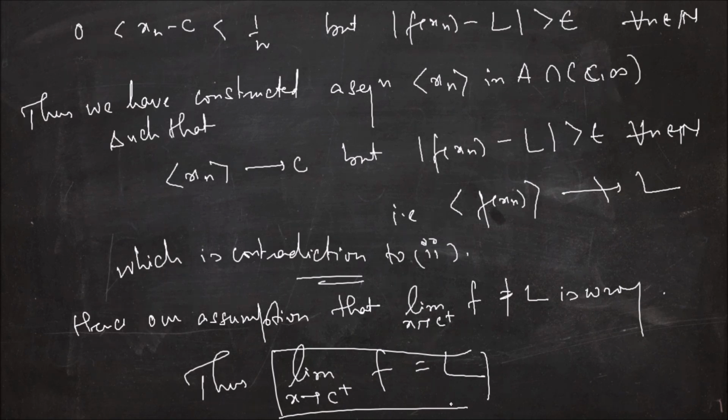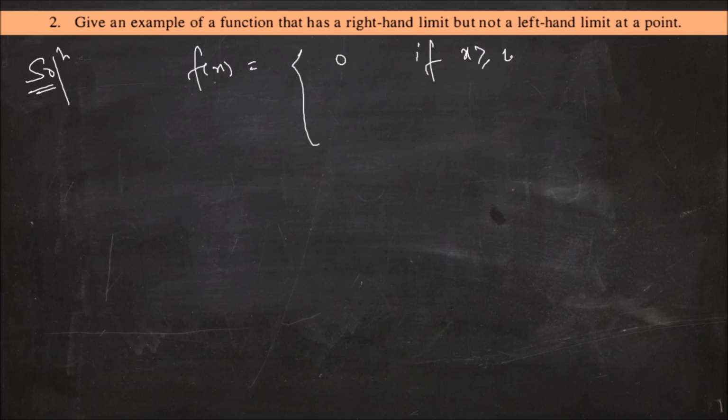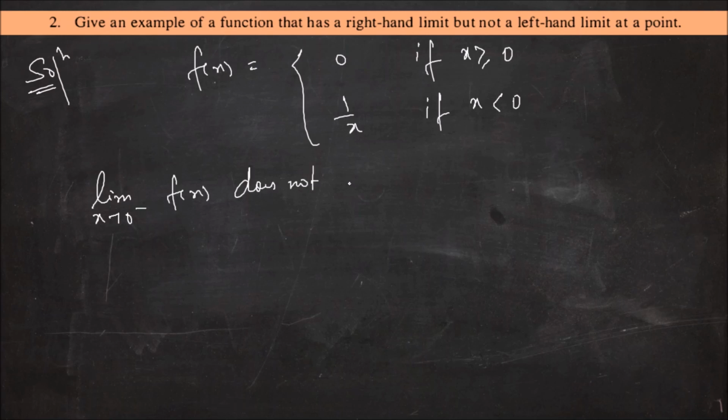So let us move to question number 2. In question number 2, we have to give an example of a function that has a right hand limit but not a left hand limit. So this is simple. We will take f(x) equal to 0 if x is greater than or equal to 0, and 1 by x if x is less than 0. We have already shown that limit x tends to 0 negative of f(x) does not exist. You can see the proof in one of my videos, so I'm not going to do it here.